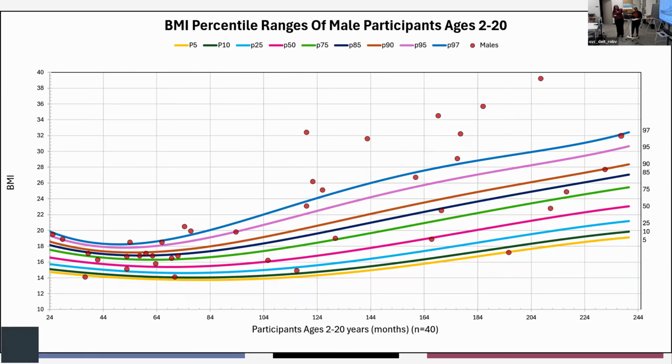As we take a look at our male participants, again, the normal range for a normal weight would be between 5 and 85% on the percentile graph. You have a few outliers who are on 5%, but as you can see, they're at younger ages. Some are even at older ages and are on the 5% line. And then, of course, you see those who are above the 95th percentile.